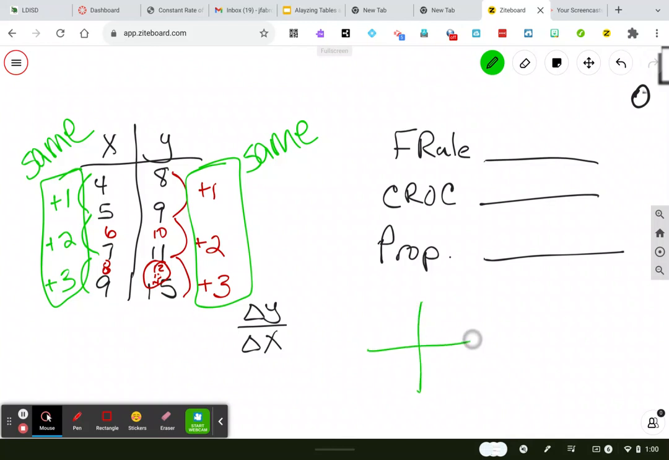So if I were to put that on a graph, I'd go over to 4, 8, 5, 9, 7, 11, and you can already tell that my line's going to go like that. So that's why I think it's a good idea if you draw a graph, because you can immediately say, hey, look, this isn't a straight line. There's no function rule. There's no constant rate of change. And since it's not a line, it can't be proportional.